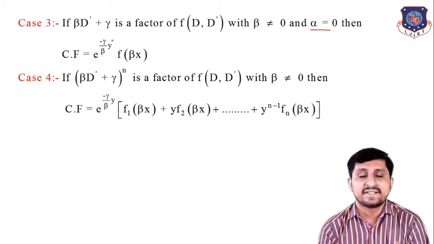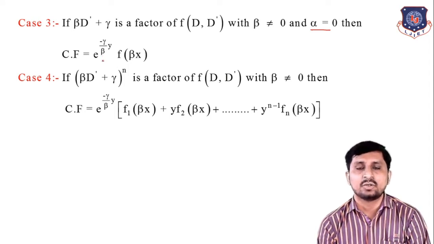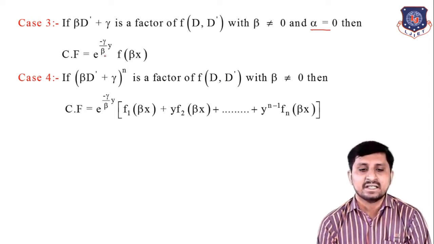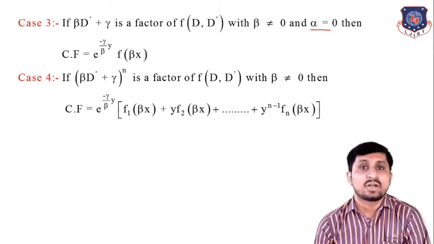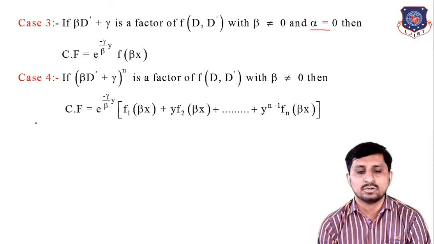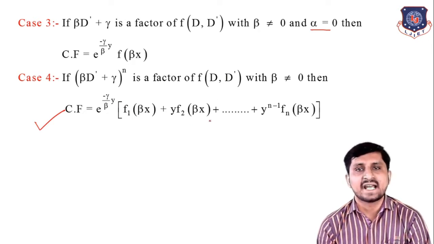Okay, so now instead of x here we have y, and instead of α in the denominator, as in the previous case, in this case in the denominator we have β. Okay, because α is equal to 0, so that's why. So now you can easily remember, right? Now if (βD' + γ)^n, that means the degree of βD' + γ is more than 1, then we have to apply this rule. Okay, the complementary function is e^(-γ/β · y) [f1(βx) + y f2(βx) + ... + y^(n−1) fn(βx)].